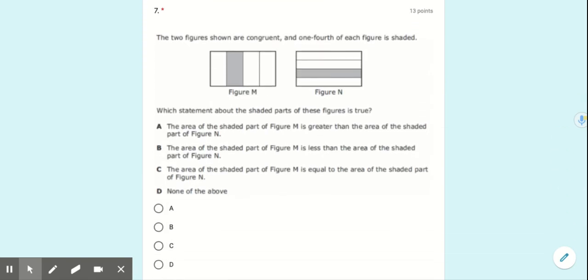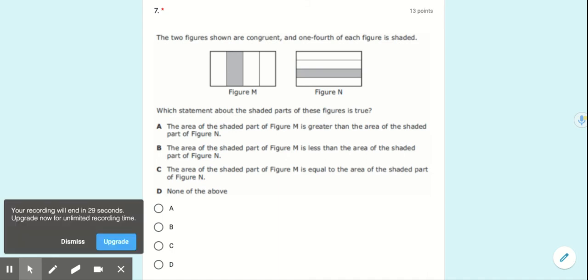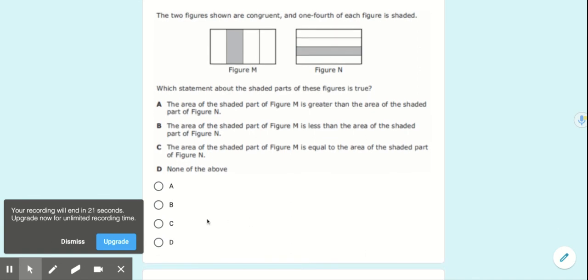Number 7. The 2 figures shown are congruent and 1/4 of each figure is shaded. Which statement about the shaded part of the figures is true? A, the area of the shaded part of figure M is greater than the area of the shaded part of figure N. B, the area of the shaded part of figure M is less than the area of the shaded part of figure N. C, the area of the shaded part of figure M is equal to the area of the shaded part of figure N. D, none of the above.